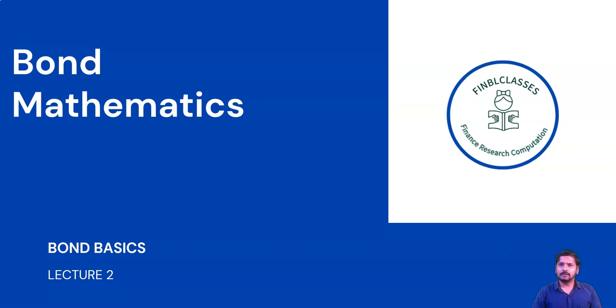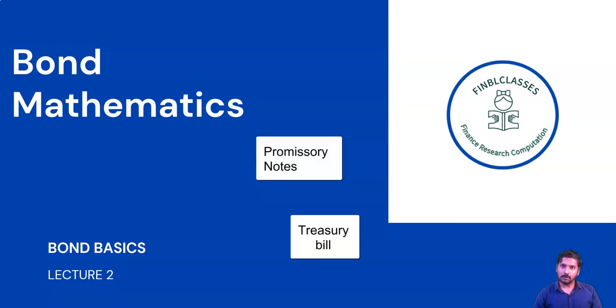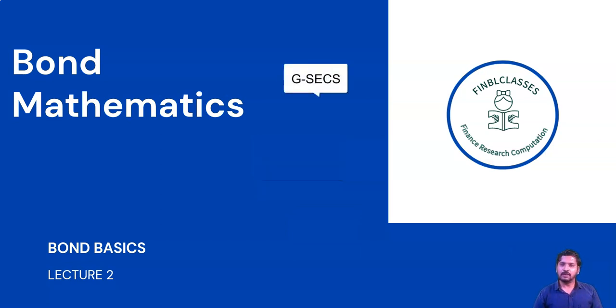Debt securities are referred to by various names, like bills. In short, we call it a bill of exchange. Then we have T-bills, which are issued by the central government, called treasury bills. Then we have notes. In short, we call it promissory notes. Then we have G-Secs, short for government securities, when the issuer is the central or state government. Then we have debentures issued by corporate entities.